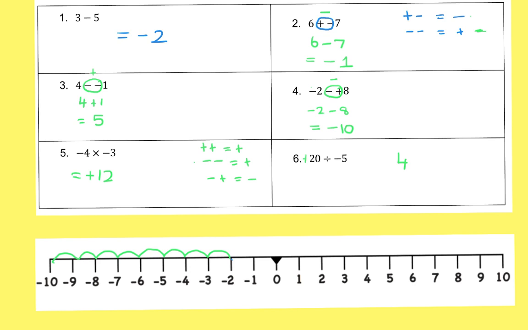20 divided by 5, and the 20 is positive. If there's no sign there, then we just write a positive. So 20 divided by -5 gives us -4.